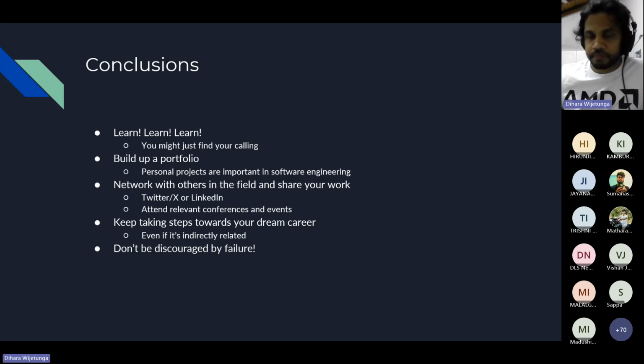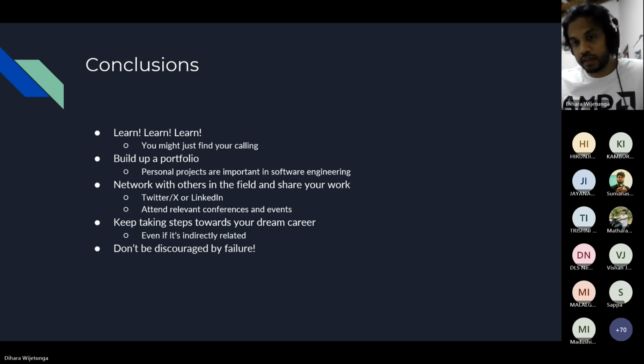And finally, don't be discouraged by failure. Everyone goes through it. I've gone through it. You all will go through it at some point. So just keep applying for jobs. And if you don't get it, just pick yourself back up and keep trying. One of those will work out. Trust me, that happens. That's totally fine.